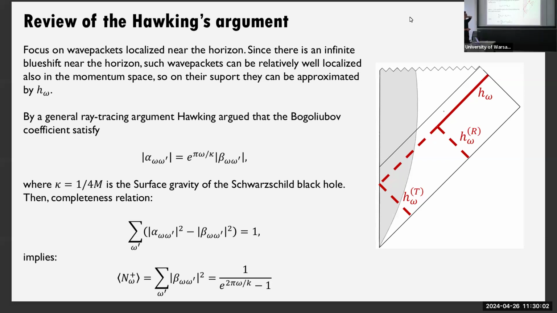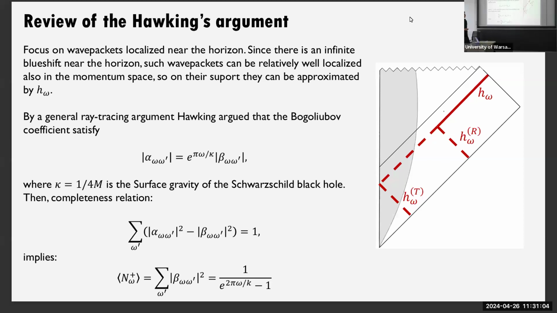also negative frequency modes, and corresponding Bogoliubov coefficients satisfy this relation that coefficients alpha are exponentially larger than beta coefficients, where omega is the frequency of this wave packet, because it's localized both in momentum and position space. Because if we have wave packets which have high energies, then we can localize them well enough, both in momentum space and position space, and we can say that this wave packet, even though it's localized in position space, has also a finite frequency.